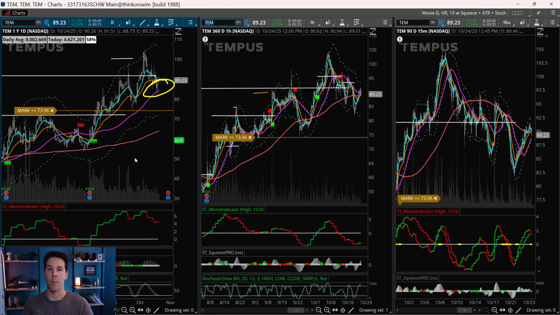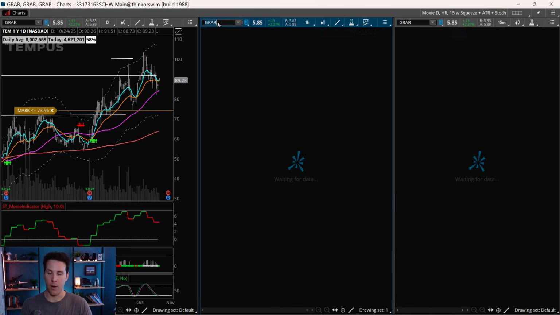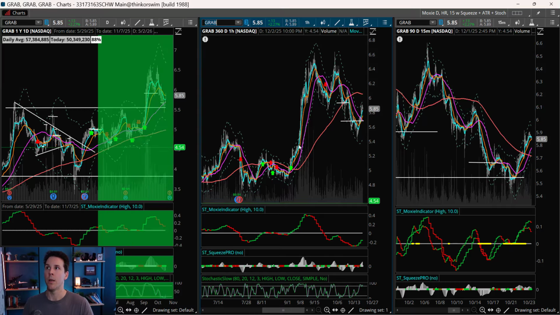I think it came right back to the daily 50. I think it came right back into a range. I think this is all looking good, and I'm just waiting for the exact right moment to add a little bit more into my TEM trade because I think this thing is going much higher. And things like GRAB, we can look at this too.